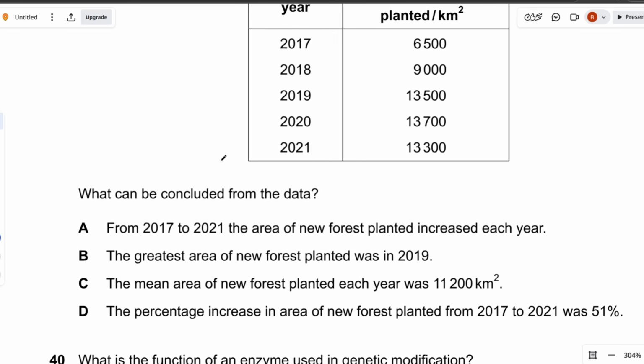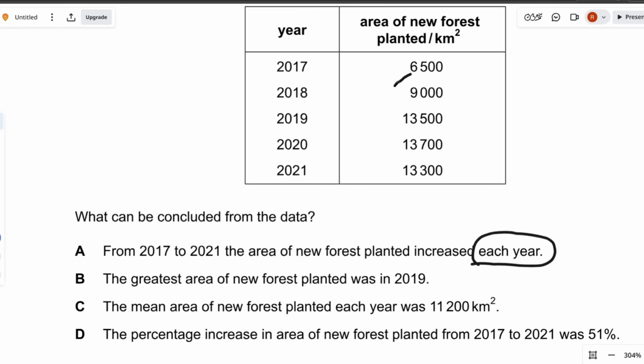From 2017 to 2021, the area of new forest planted increased each year, right? They didn't just say increased overall, they said increased each year. Let's see, 6,500 up to 9,000. Yes, that's an increase, so this is correct here. 9,000 to 13,500, that's another increase. But here it's actually not an increase, it's a drop, so A cannot be correct.